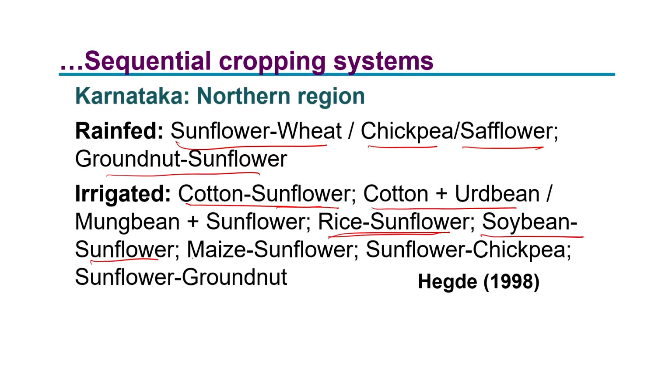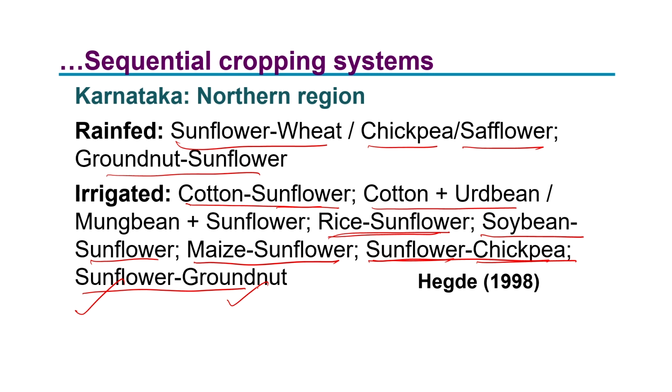Then similarly you can have maize sunflower system and then sunflower chickpea system. It can happen the other way around also. You can take sunflower in northern Karnataka during Kharif season and chickpea can be taken during the Rabi season, and then sunflower groundnut. So here sunflower is in Kharif season and groundnut is in Rabi season.